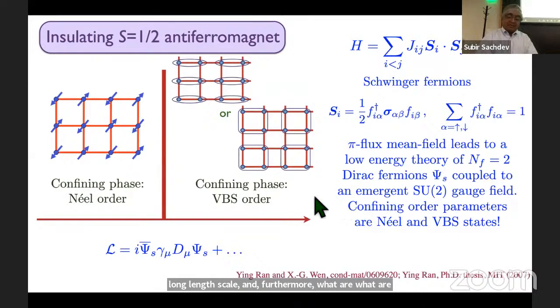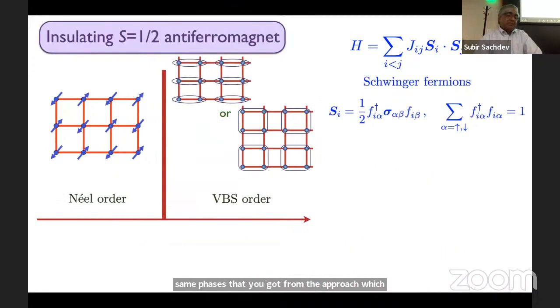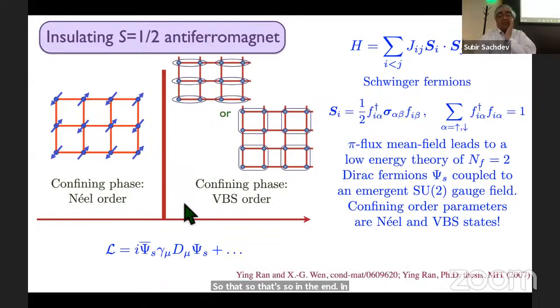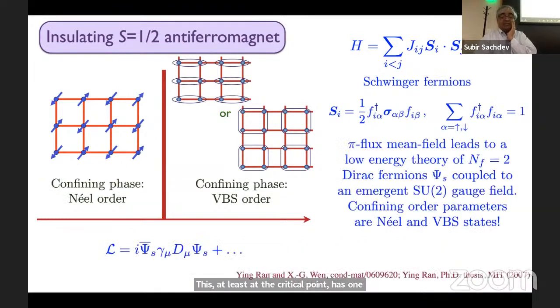And furthermore, what are the possible confining phases? Well, remarkably and reassuringly, you get exactly the same phases that you got from the Schwinger boson approach, which were the Néel and the valence bond solid. So in the end, the fermionic spinon theory, which is this theory here, and the bosonic spinon theory, which is this theory here, are both relativistic theories, but they look very different. This, at least at the critical point, has two massless relativistic scalars coupled to a U(1) gauge field. And this has two Dirac fermions coupled to an SU(2) gauge field.